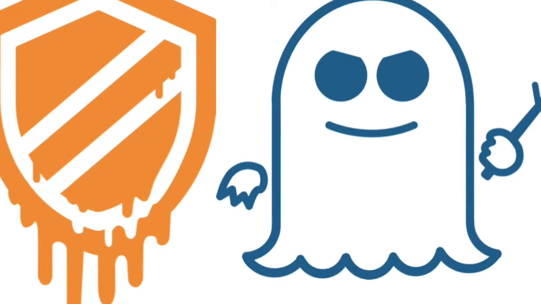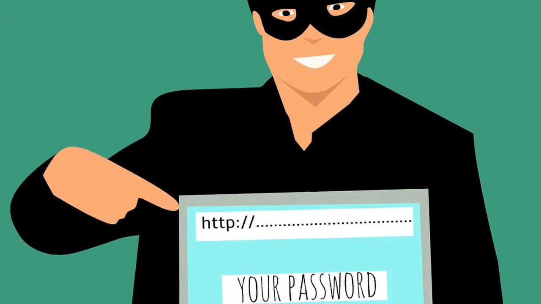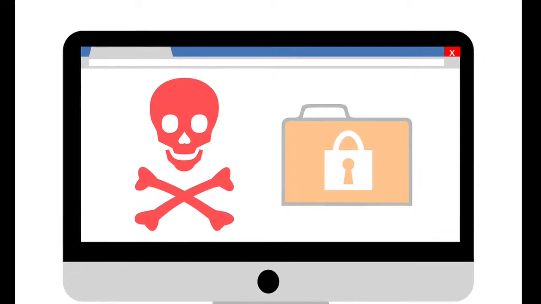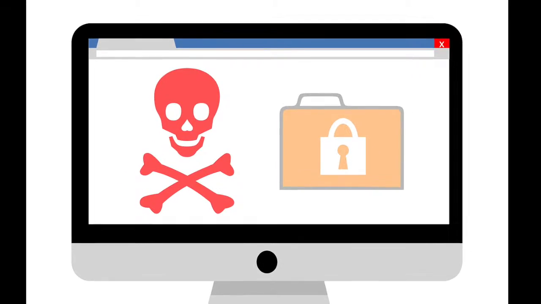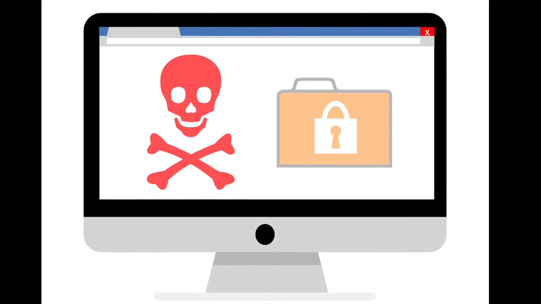Meltdown and Spectre are two vulnerabilities in modern computers and smartphones, which leak passwords and sensitive data and allow malware to access sensitive data without privileges. If you are not aware of malware, then check out my video series on malware. The link is available in the description down below.